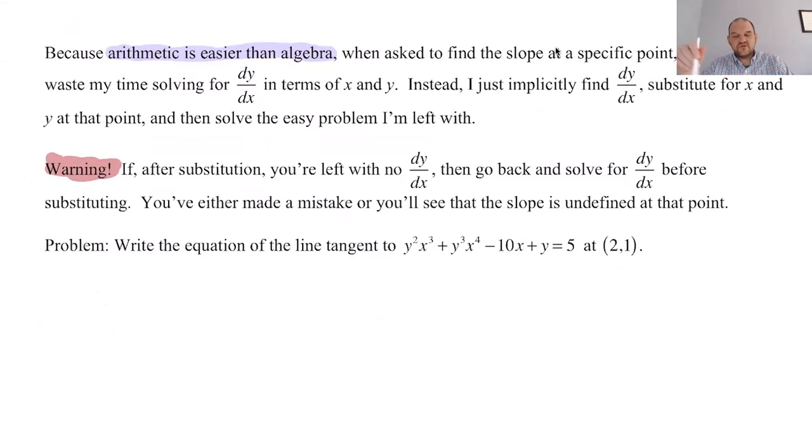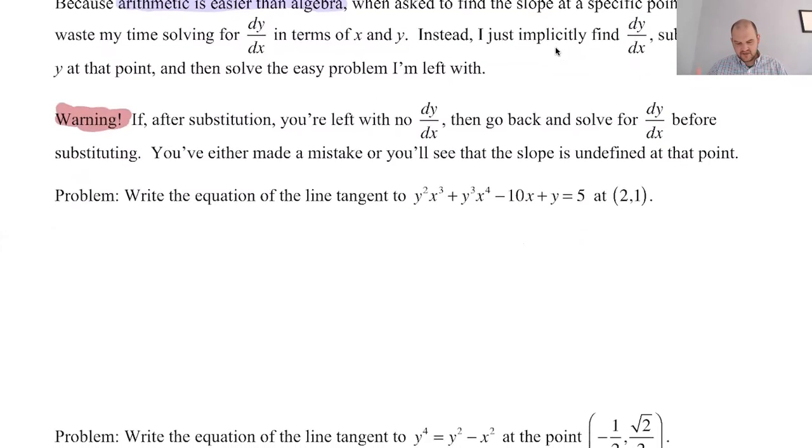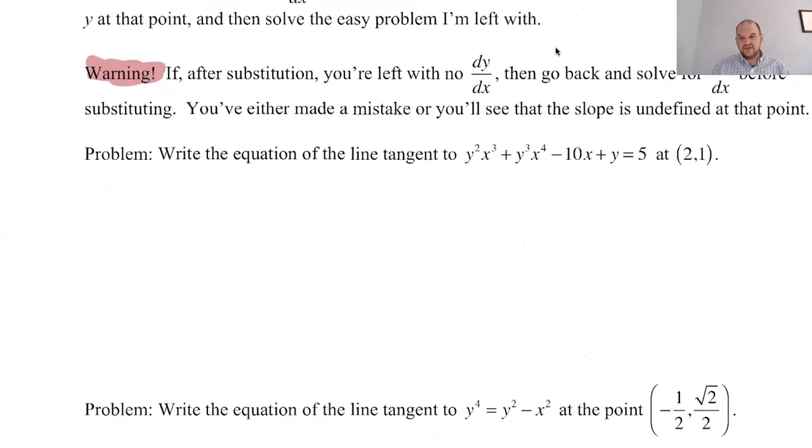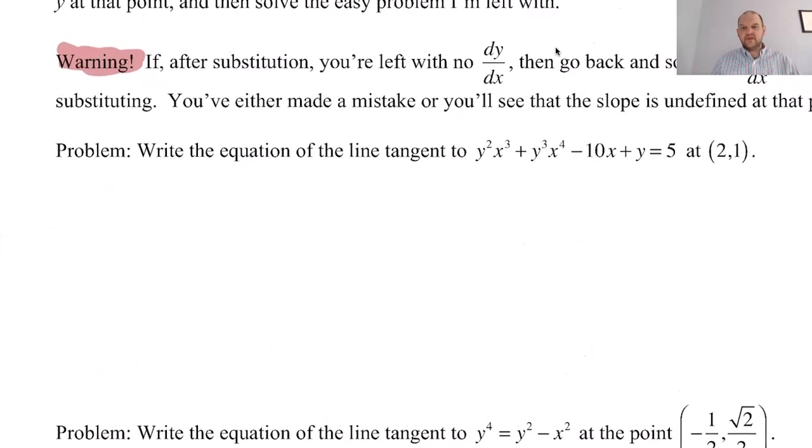If after the substitution, all of your dy dx's are gone, that's a problem. So then what I do, I will go back and I'll solve for dy dx, and usually you'll see that the slope is just undefined at that point, meaning you're vertical at that point, which happens a lot on implicitly defined functions, curves, relations. So let's do a problem and see what happens. I don't know. I mean, if I had to guess, I would say that's going to happen at some point, but who knows? Here we go.